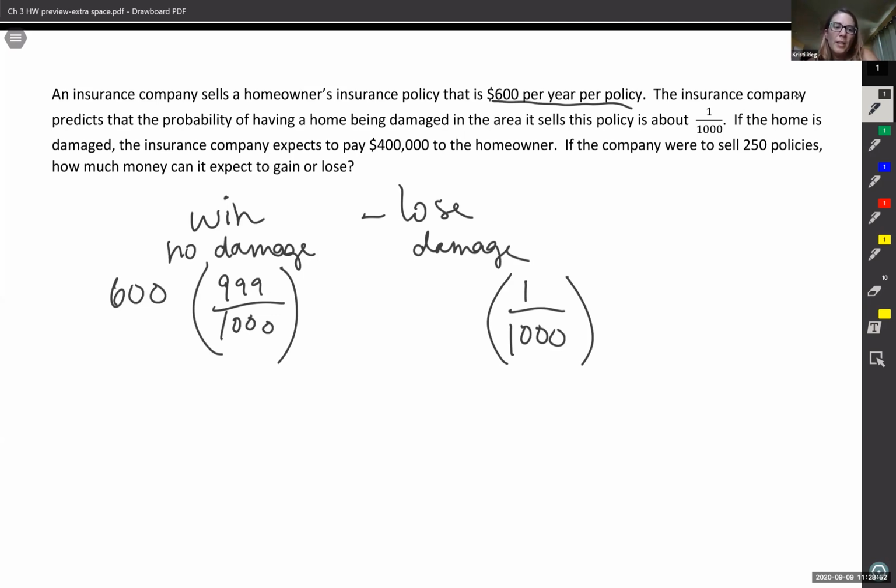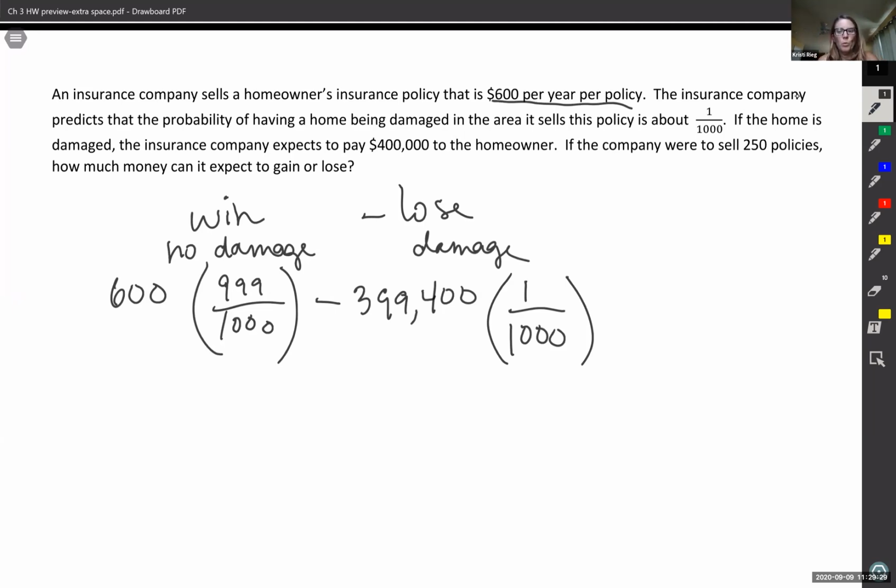However, on that one problem, that one damage, or whatever happened to that house, they have to pay or they lose $400,000. Now, remember, the homeowner already gave them $600. So what they're losing is almost all of that. But remember that $600 was still being paid by the homeowner. So they're only actually losing $399,400, because that would be subtracting the $600 from that insurance payout.